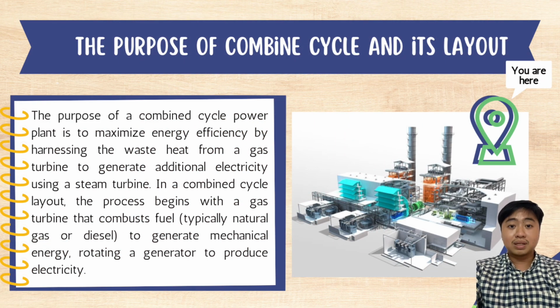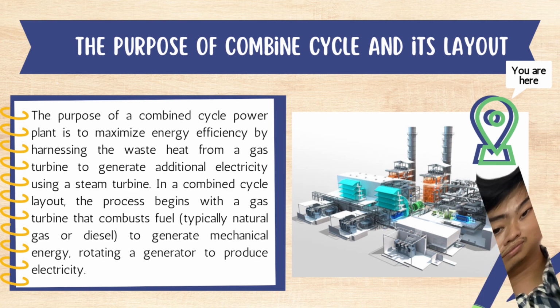The purpose of a combined cycle power plant is to maximize energy efficiency by harnessing the waste heat from a gas turbine to generate additional electricity using a steam turbine. In a combined cycle layout, the process begins with the gas turbine that combusts fuel, typically natural gas or diesel, to generate mechanical energy, rotating a generator to produce electricity.